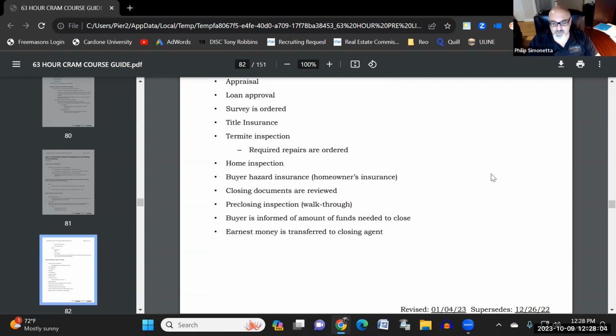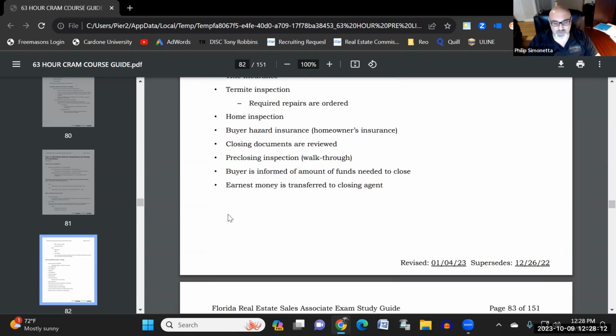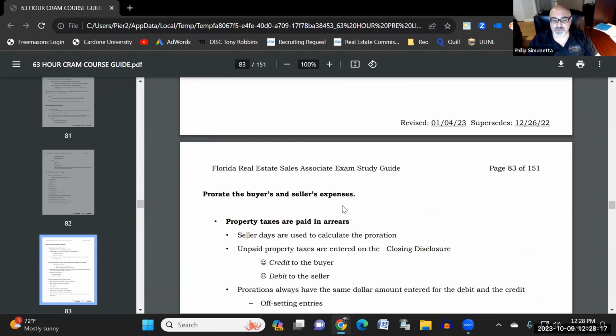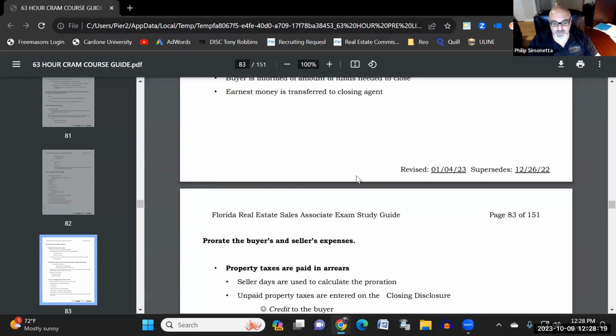Closing documents are reviewed. You do a pre-closing inspection walkthrough. Buyers are informed of the amount that needs to be closed. They've got to wire the money. And then the earnest money that's in deposit gets sent as well. And then you pretty much go to closing and you sign up and then your deal's closed.